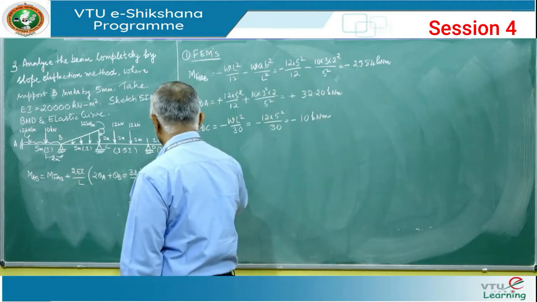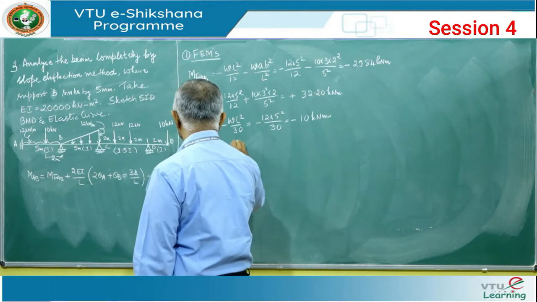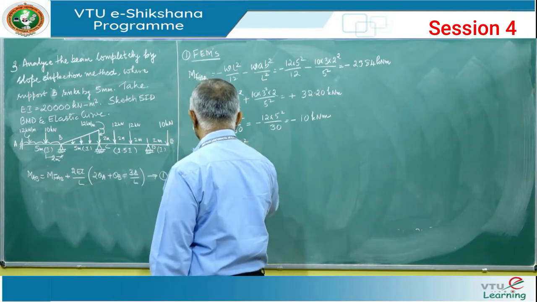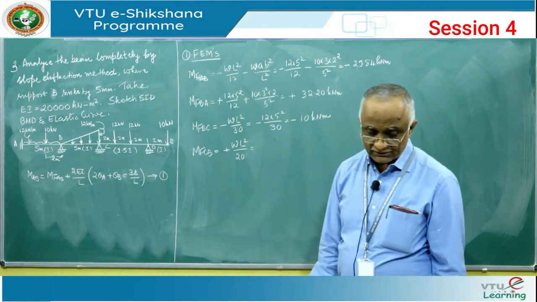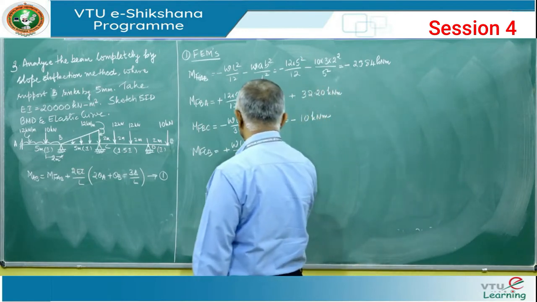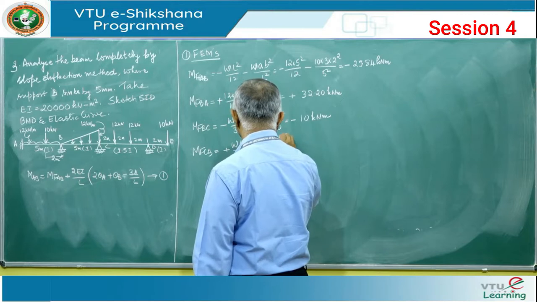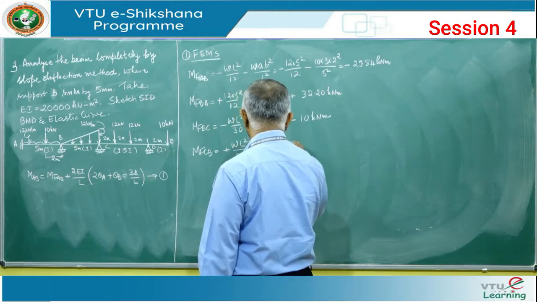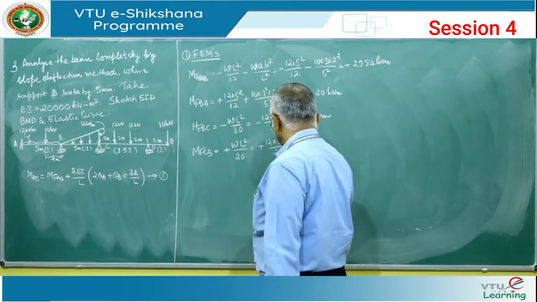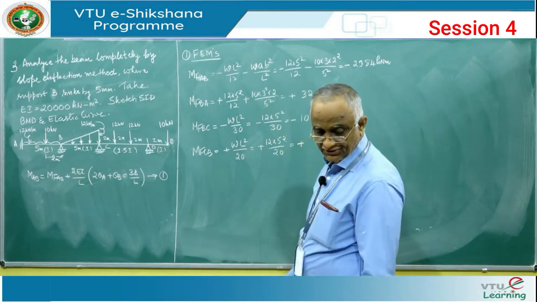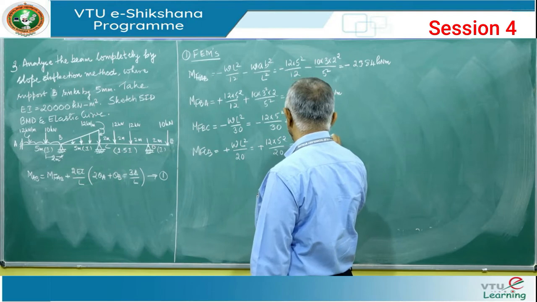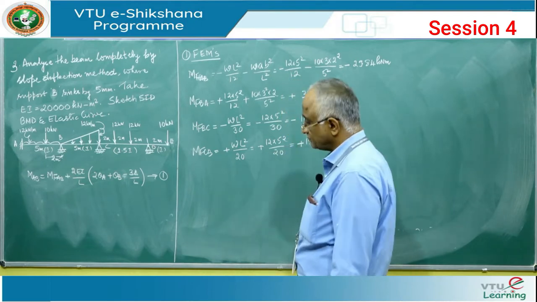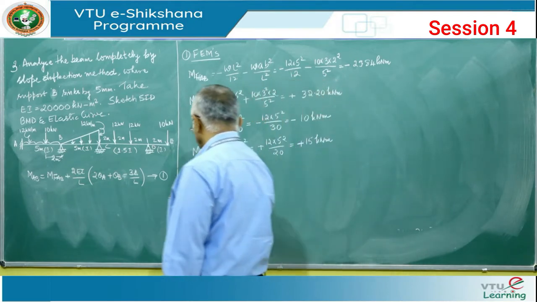Whereas MFCB, it is WL square by 20. You can refer to the table which you had given earlier. So WL square by 20 is my plus 12 into 5 square by 20. It will be around plus 15 kilonewton meter.